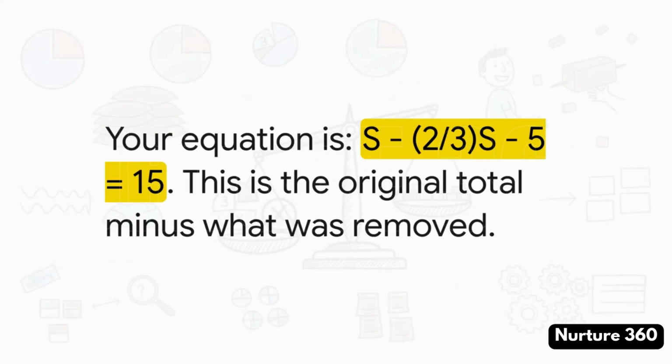Now, we just put those pieces together to tell the whole story in one sentence. You take the starting amount, S, you subtract what he sold, you subtract what he gave away, and that equals what he has left. So our final translated equation is S minus 2/3 S minus 5 equals 15. The translation is done. Perfect.